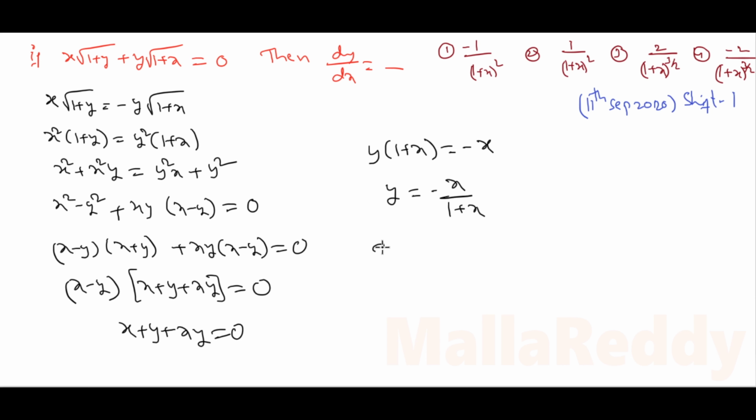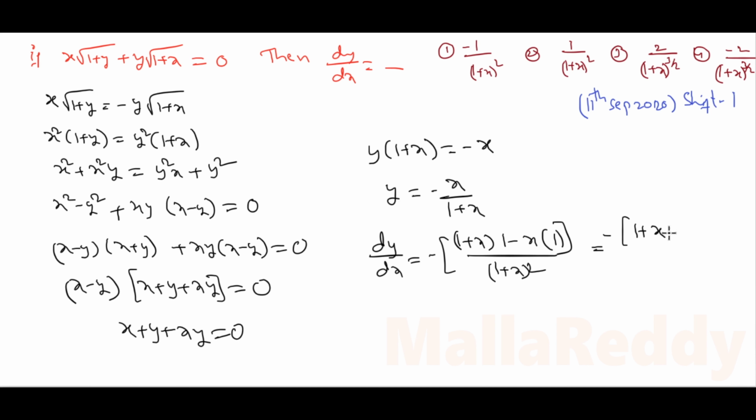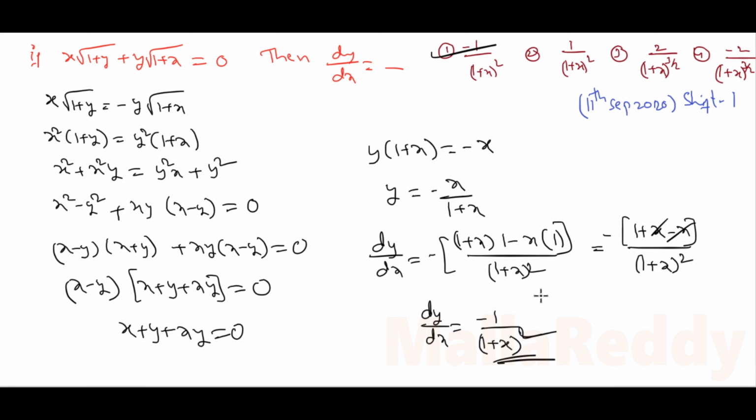Now we take differentiation. So dy by dx is equal to minus of, this is the u by v formula, that is (1 plus x) into derivative of x, which is 1, minus x into derivative of (1 plus x), which is 1, by (1 plus x) whole square. That is equal to minus of (1 plus x minus x) by (1 plus x) whole square, plus x minus x cancelled. Therefore dy by dx is equal to minus 1 by (1 plus x) whole square. This is the answer. From this, the first option is the correct answer.